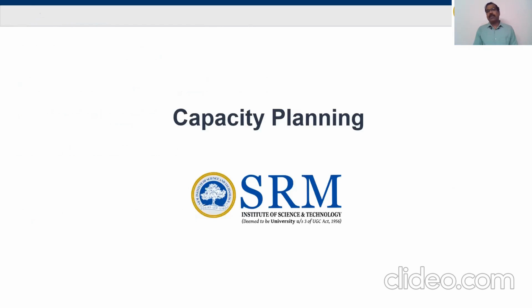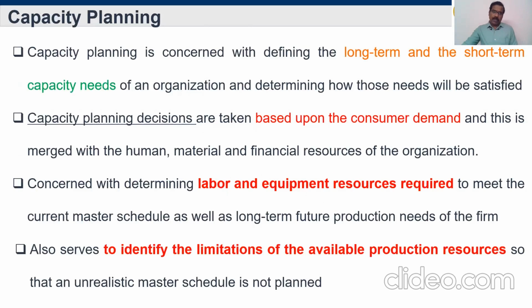So the next topic is capacity planning. It is also part of our activities of production planning and control. What is meant by capacity planning? Capacity planning is concerned with defining the long-term and short-term capacity needs of an organization.